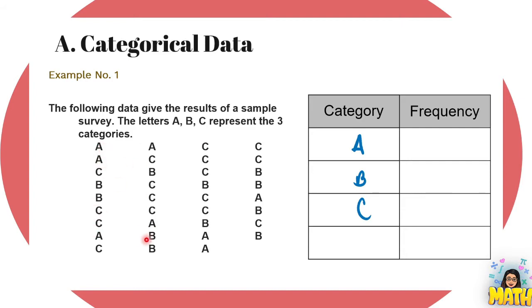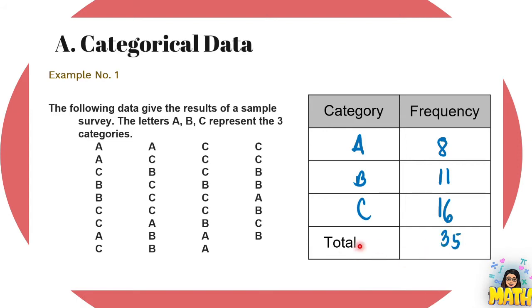1, 2, 3, 4, 5, 6, 7, 8. For letter B, 11. And for letter C, 16. So now, we still have one row below, and that is to get the total. So we simply need to add the number of frequencies, 8 plus 11 plus 16, that is 35.